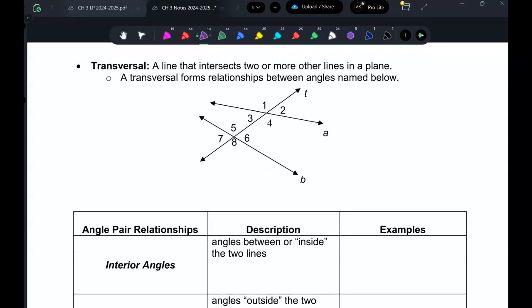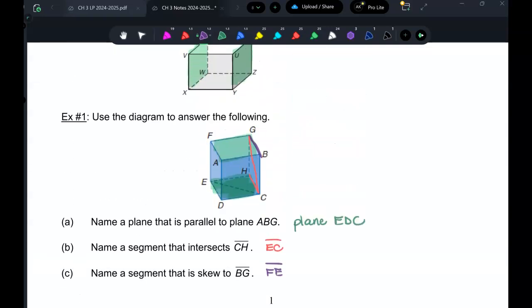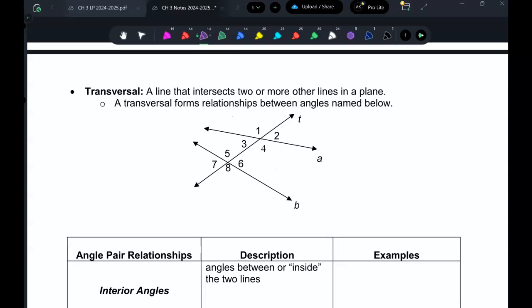How does that work if it's a segment? Since it's segment BG, do you just assume it continues? Yeah, we can assume that it continues. So when we're talking segments and lines, just think we always could extend the line, and if it never intersects, then we would refer to that as skew or parallel or whatever.